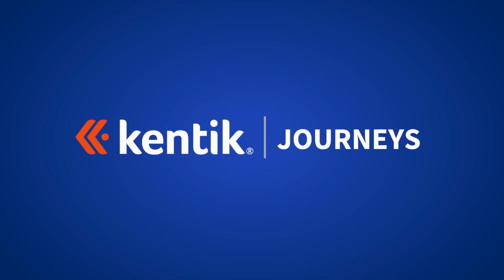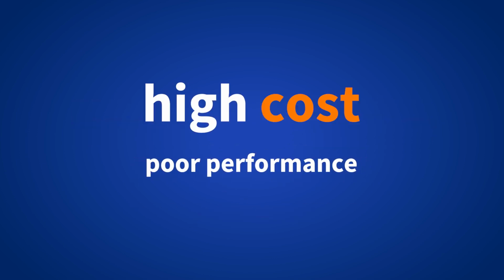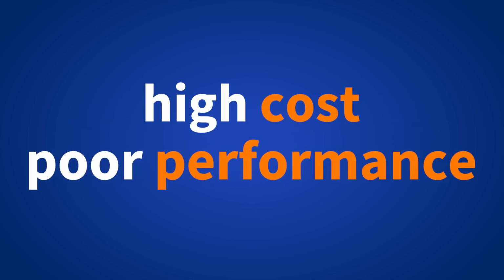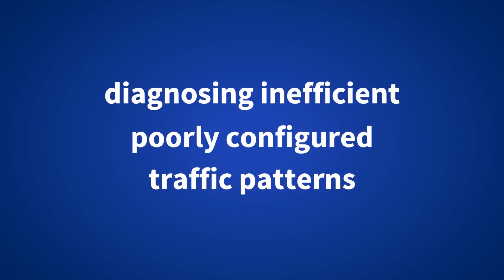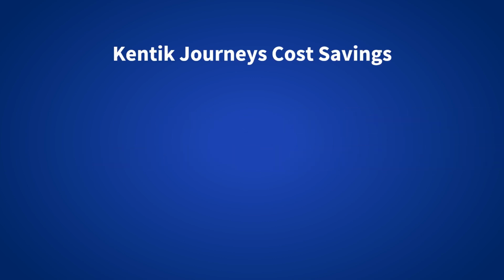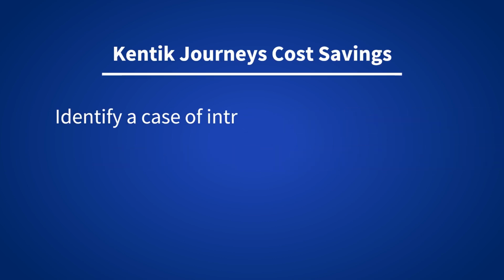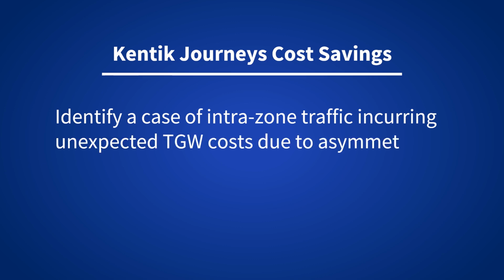Cloud engineers know all too well that network inefficiencies and misconfiguration can result in high costs, poor performance, or both. But diagnosing inefficient or poorly configured traffic patterns in highly complex and dynamic cloud environments can be complex without complete visibility. In this demo, we'll show how Kentik Journeys helps identify a case of intra-zone traffic incurring unexpected transit gateway costs due to asymmetric routing.